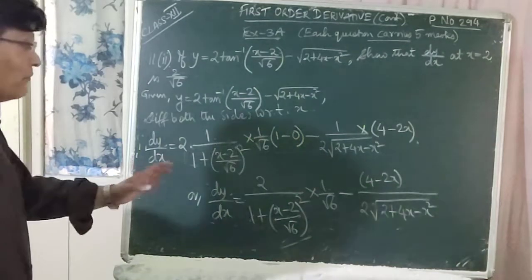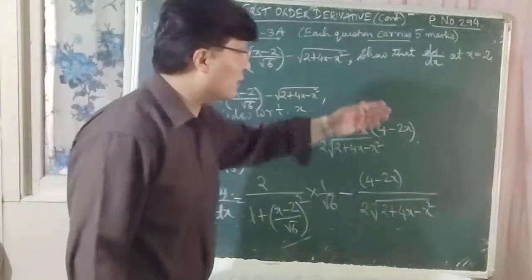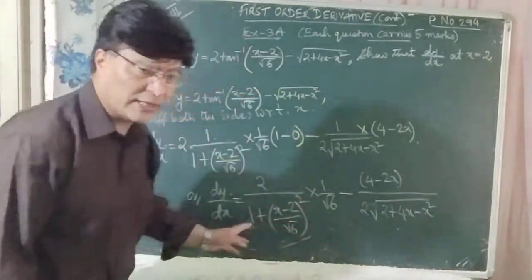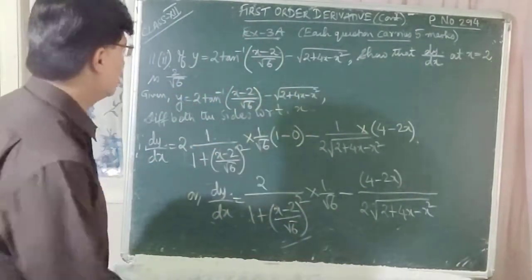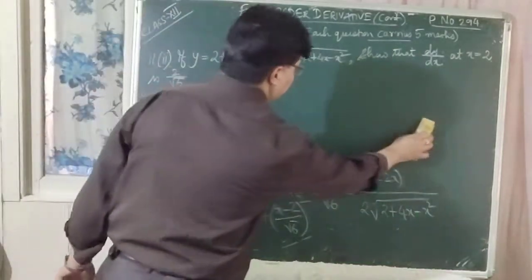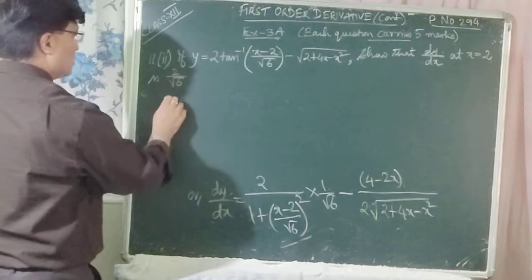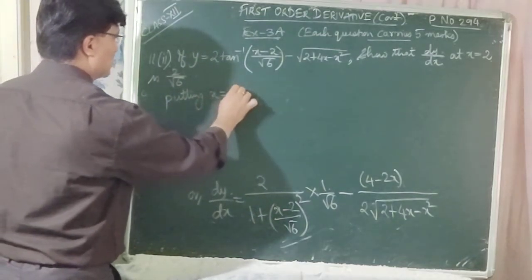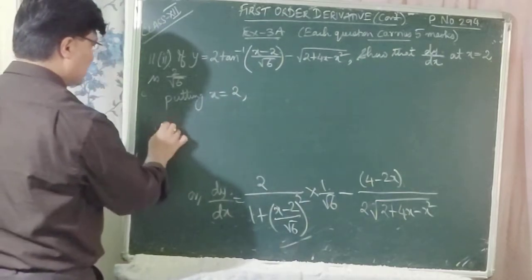So now don't simplify it. Just put the value for x is equal to 2. Now you don't have to simplify this one, okay? You put x is equal to 2 here. So I'm putting x is equal to 2. So putting x is equal to 2. So what do we get?